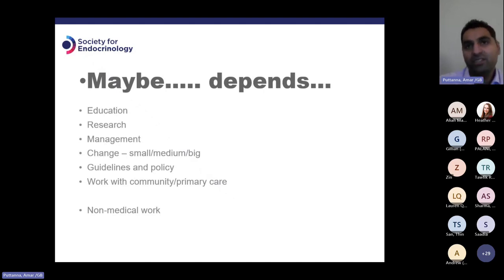And of course, there's non-medical work as well. You can be involved from a legal perspective in different things. You can get involved in other areas, which we'll talk about potentially as this talk goes on.